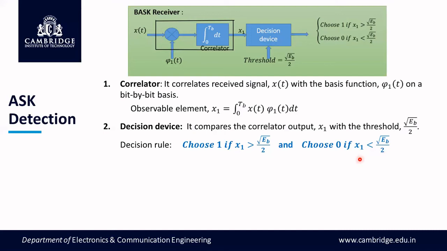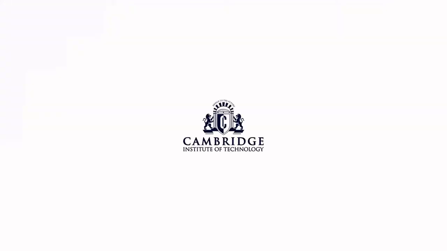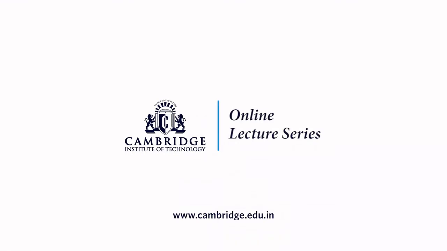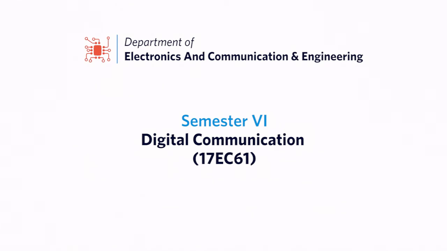The probability of error. If the decision is made on a random basis, the probability of error is given by the integration of the probability density function, either in favor of one or zero. It is purely decided by the probability density function, which is integrated with respect to x. Why this value? This limit is taken based on the signal space diagram, the region in which you are finding the error value.